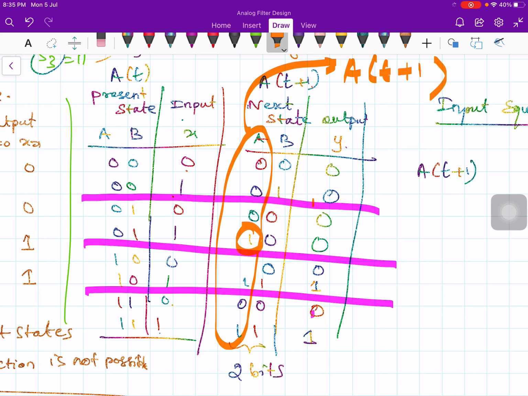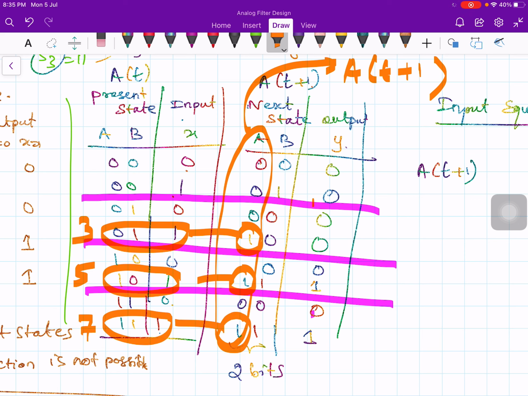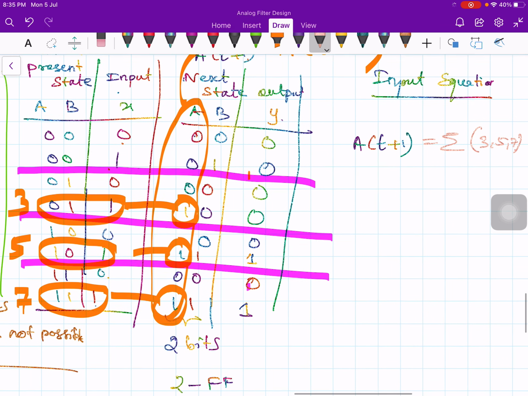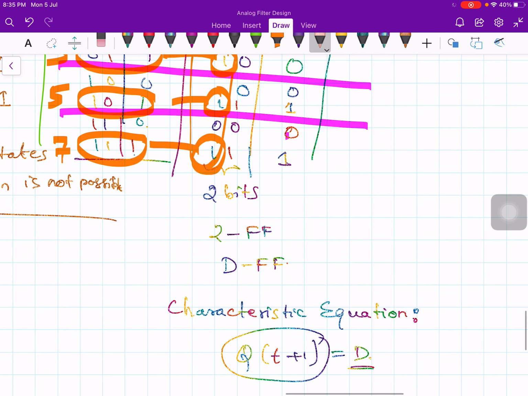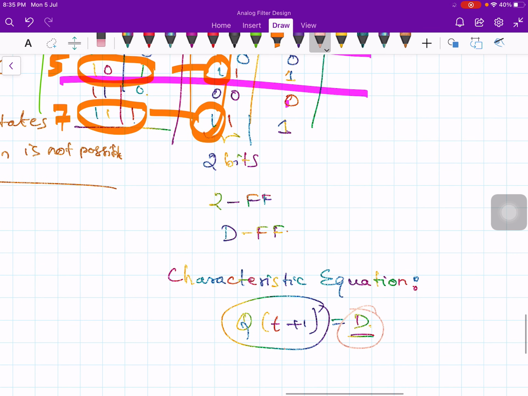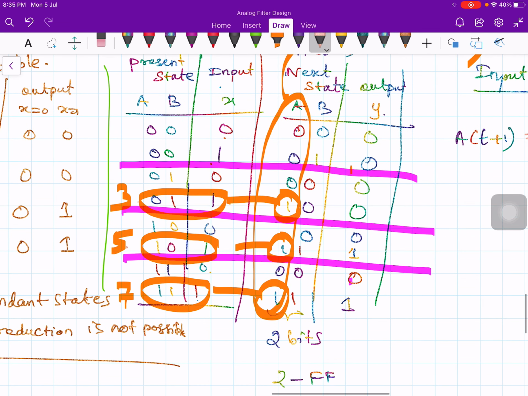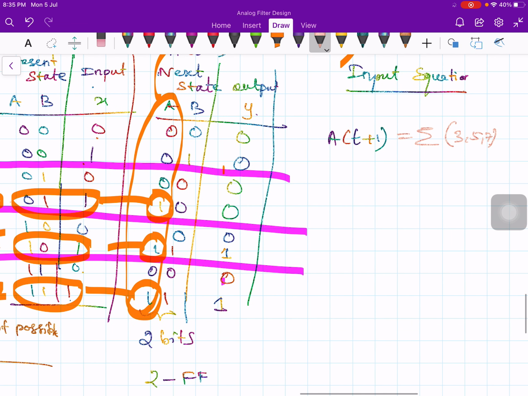Now find the ones in this column. I have the 1 here. This 1 corresponds to this combination. What is this combination? 3. And this 1 corresponds to 101, which is 5. And this 1 corresponds to 111, which is 7. So A of t plus 1 is the summation of the minterms 3, 5, 7. Why did I write 3, 5, 7? Because my characteristic equation output simply follows the D. If you give 3, the output will be 3. If you give 5, the output will be 5. The output directly follows the input. That is why from the column I am able to write down the minterms.